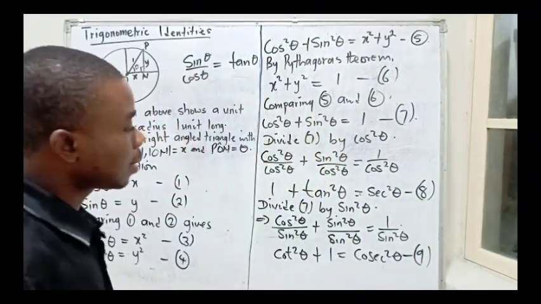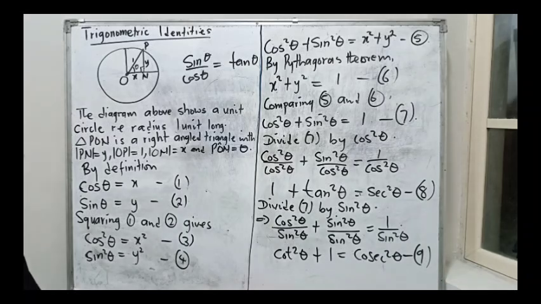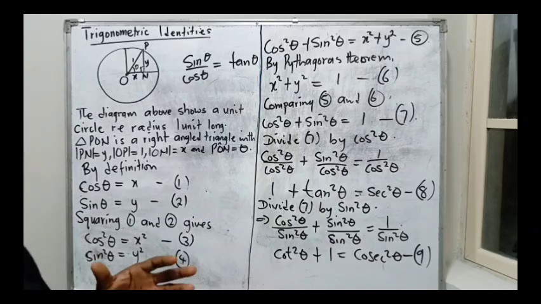So equations 7, 8 and 9 are the three trigonometrical identities that we can relate to. These identities are very important. We are going to be using them in our subsequent videos on how to prove other identities.